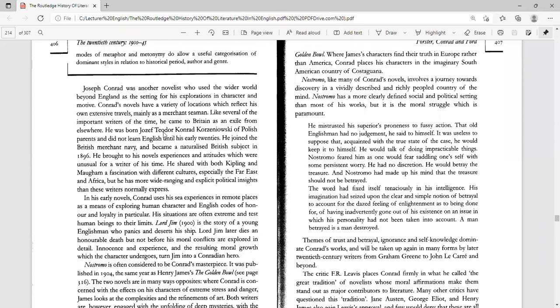His name was Joseph Theodore Conrad Korzeniowski. His parents were Polish, his mother tongue was Polish, and he did not learn English until he was 23. He joined the British Merchant Navy and became a naturalized British subject in 1896. So that was his job, through which he got an opportunity to visit the far off islands. He brought to his novels experiences and attitudes which were unusual, unfamiliar for a writer of his time.